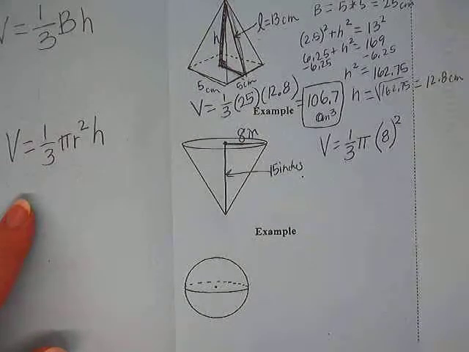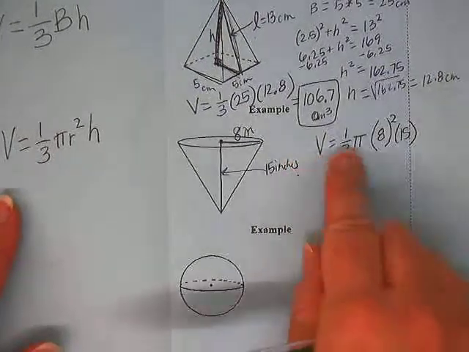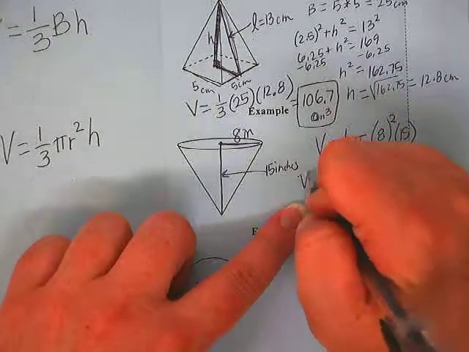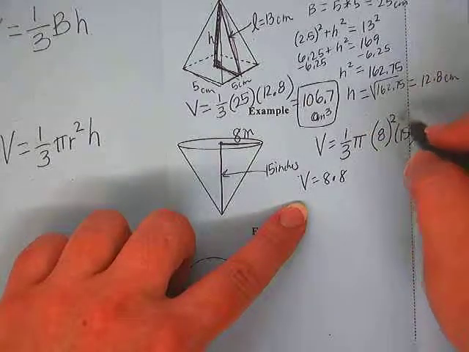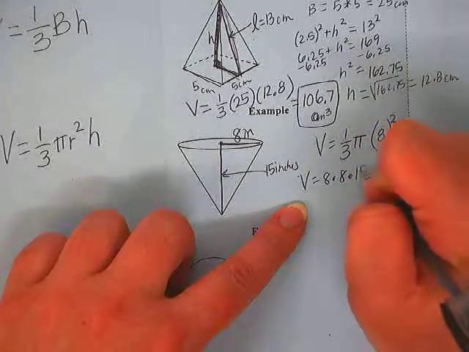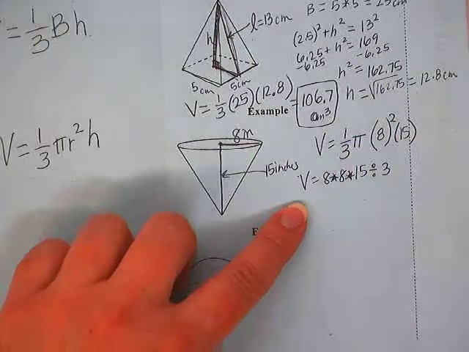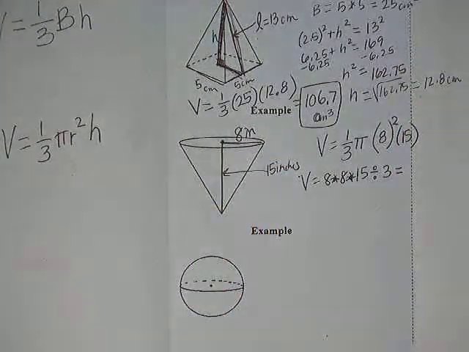Radius squared. What's the radius? The radius is 8. We have to square that. What's the height? 15. Okay, we're going to start by leaving the pi on the side. So the first thing I want you to do in your calculator is 8 times 8 for the 8 squared, or you could just use the squared button, times 15. 8 times 8 times 15, and then for the 1/3 we divide it by 3.